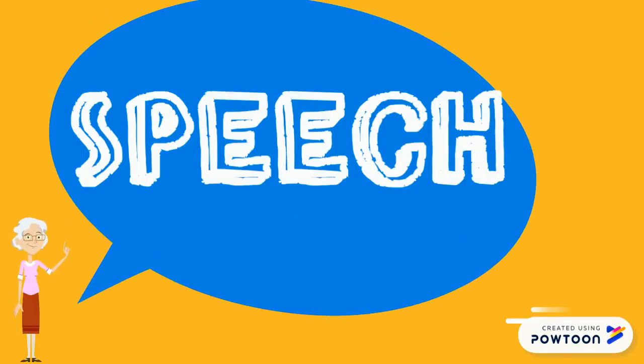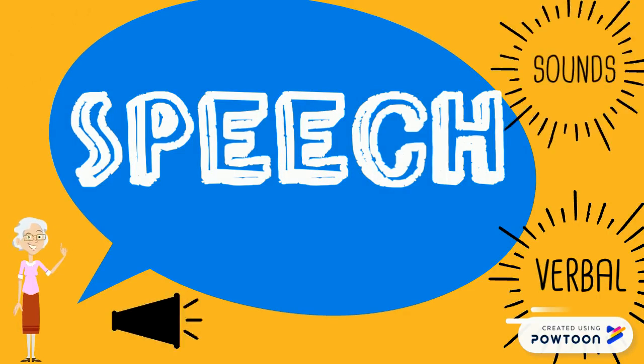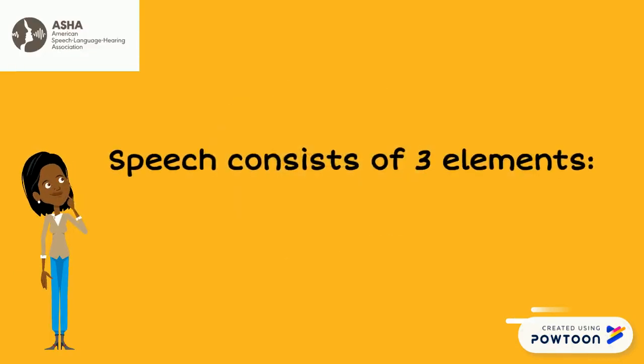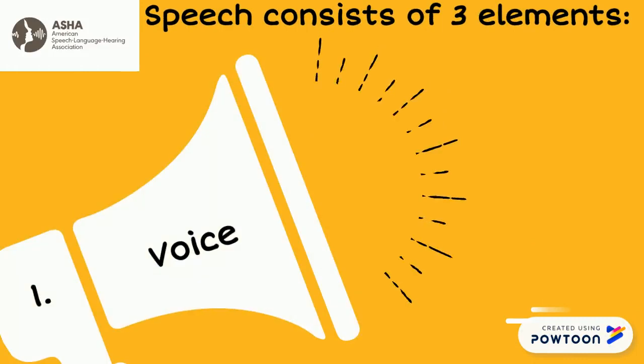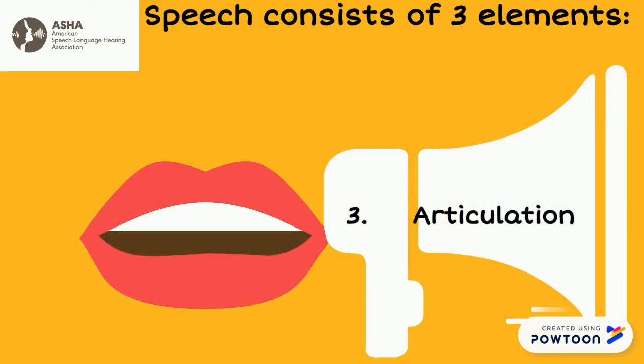Let's start with speech. Speech, then, is the verbal means of communicating. It is how we produce or say sounds and words. We can think of speech as consisting of three main elements. Number 1 is voice, number 2 is fluency or rhythm, and number 3 is articulation.